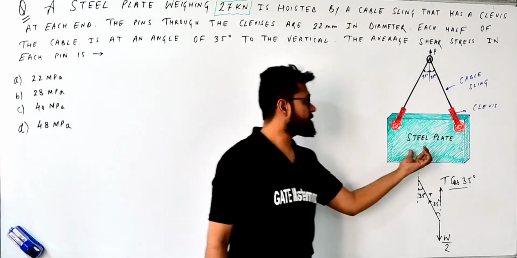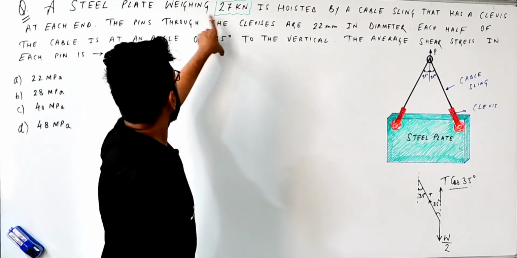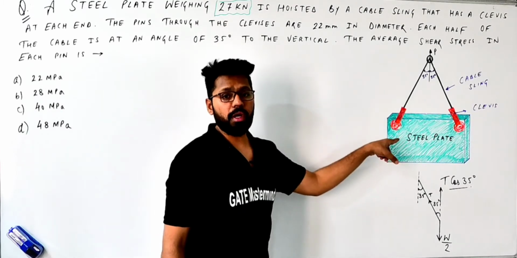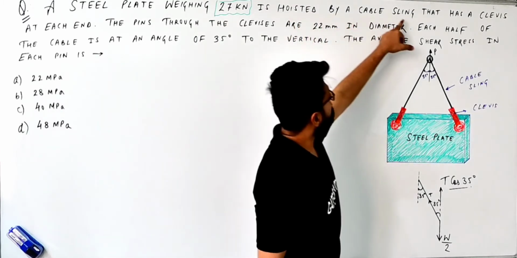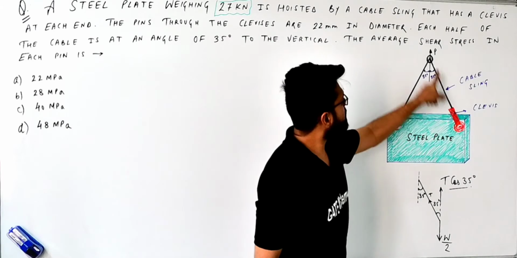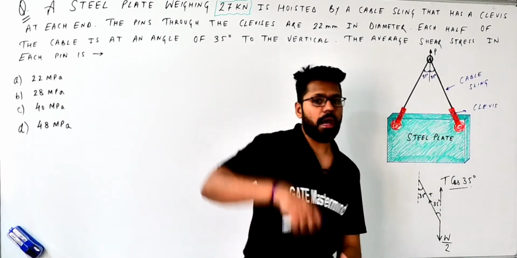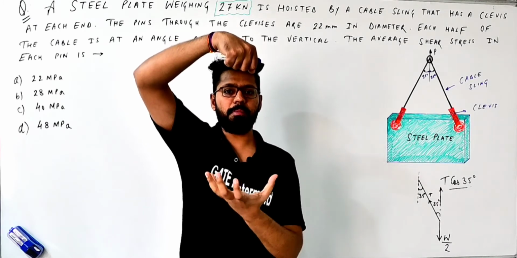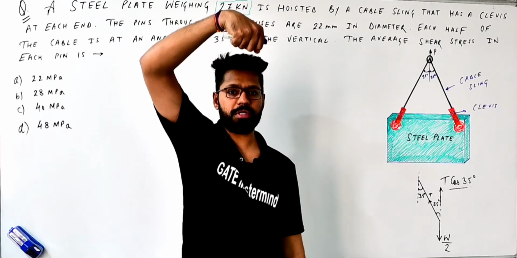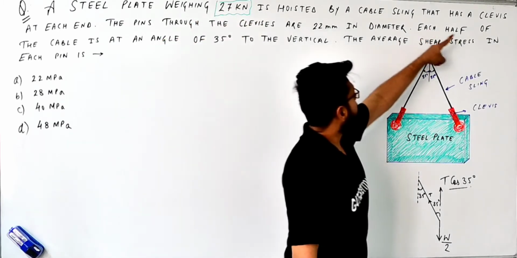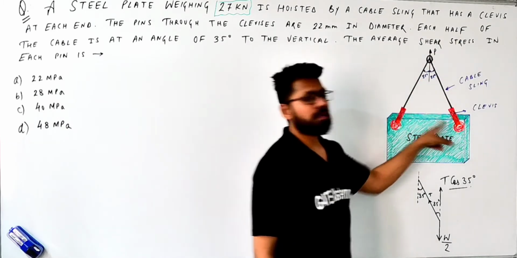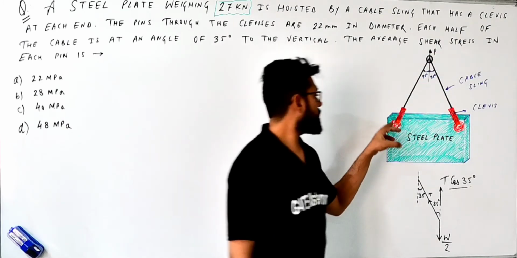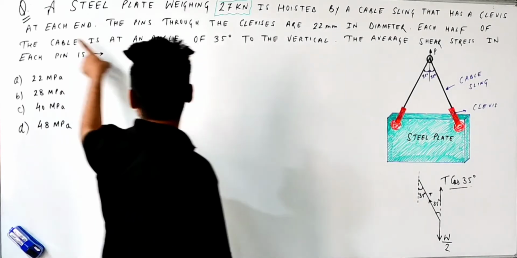Okay, this is a steel plate whose weight is 27 kilonewton, and it is hoisted by a cable sling. These are the cables, and it is hoisted like this, and this is a steel plate. It has a clevis. These red ones are the clevises. Okay, these are the clevises at each end.